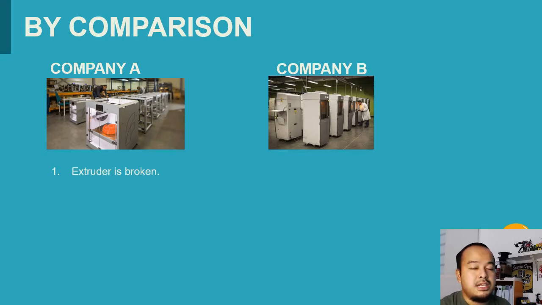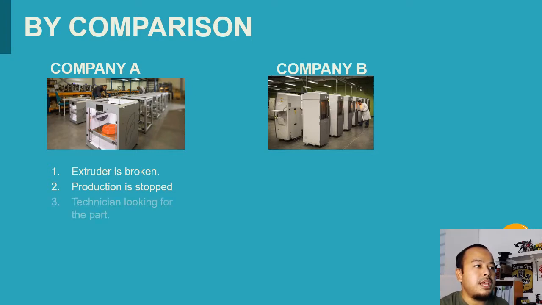First of all, we have the scenario. Company A is a 3D printing factory, producing components and parts based on 3D printing technology. Of course we have a lot of 3D printers in there, and the scenario is that one of the extruders, which extrudes the filament, is broken. Because the extruder is broken, production is stopped, and they can't produce any parts at the moment.